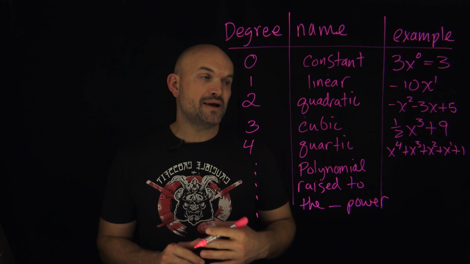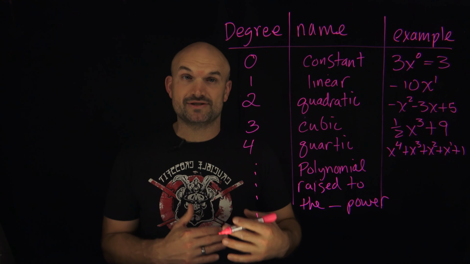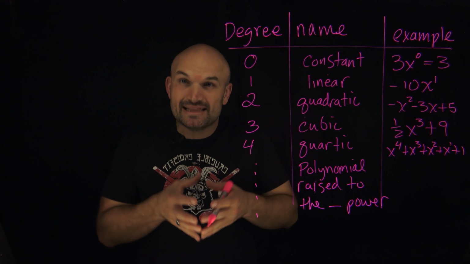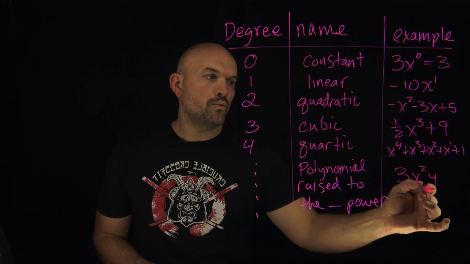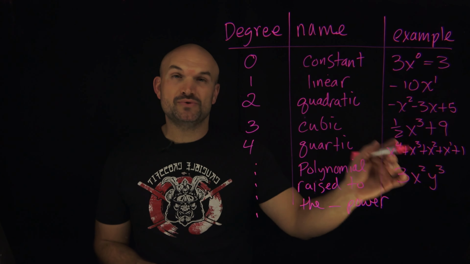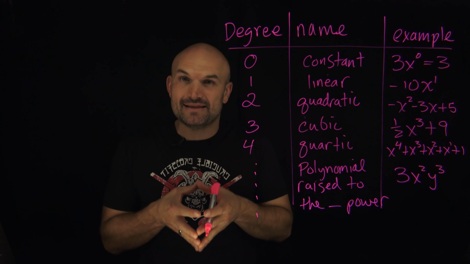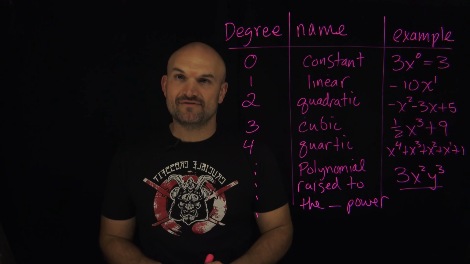Now, it is important to understand that if you have a term with multiple variables raised to a power, then you need to combine the powers to get the degree. So for example, 3x squared y cubed is actually a polynomial of the 5th degree. So you're going to add the powers if you have more than one variable within the term.